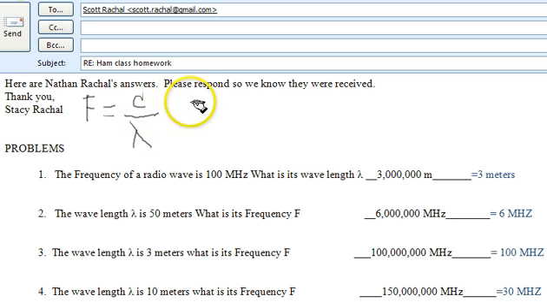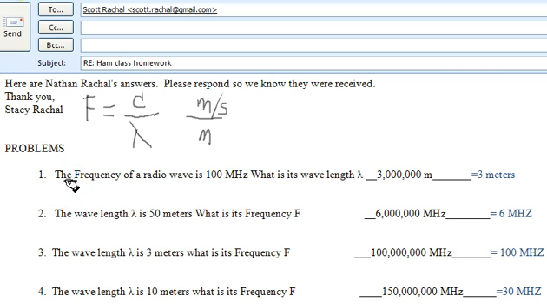Now, where you're confused is on the units. Typically, what you did is you put the speed of light here, the units were meters, so the frequency, meters per second, and the wavelength in meters. These are the units. So let's think about problem number one.